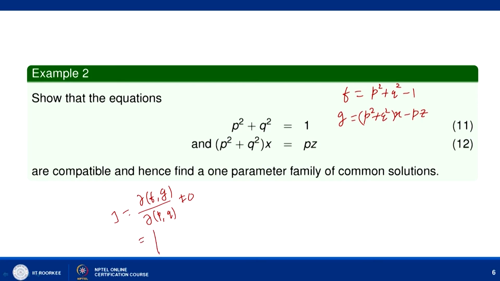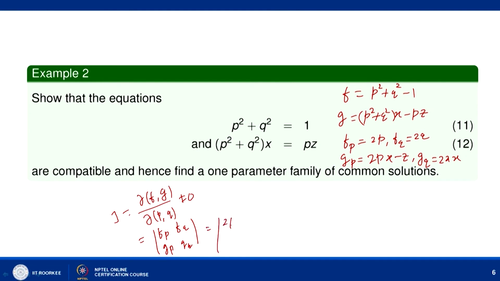So it is f_p, f_q, g_p, g_q. Here you can calculate f_p is 2p, f_q is 2q, g_p is 2px minus z, and g_q is 2qx, that is all. So we can say that this expression is going to be: 2p and 2q, here it is 2px minus z, and here we have 2qx.